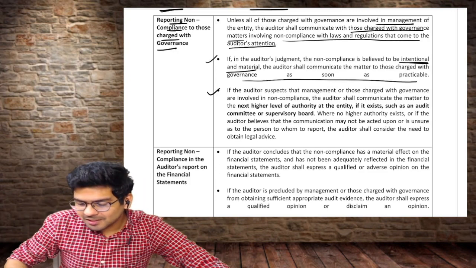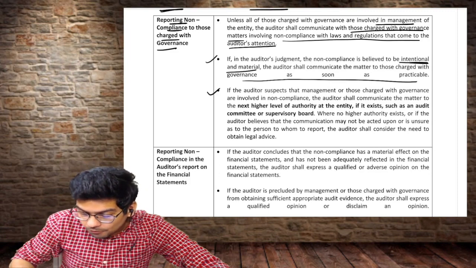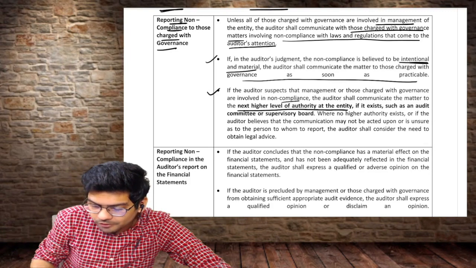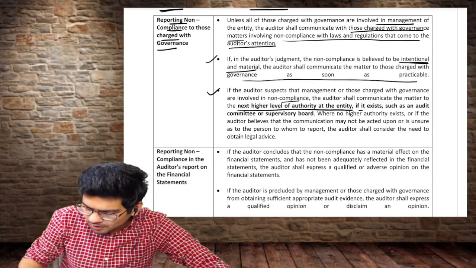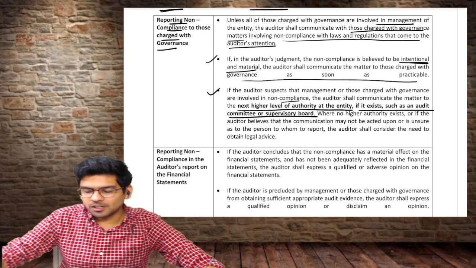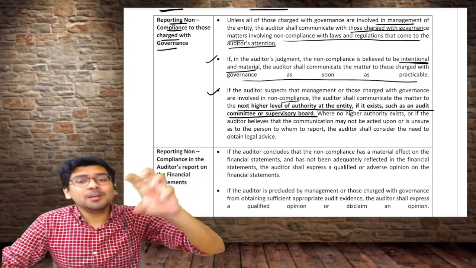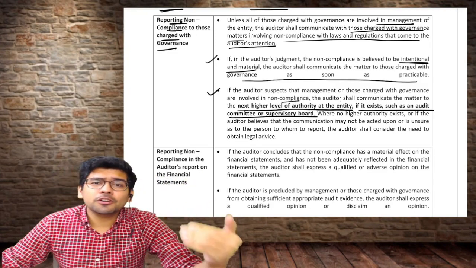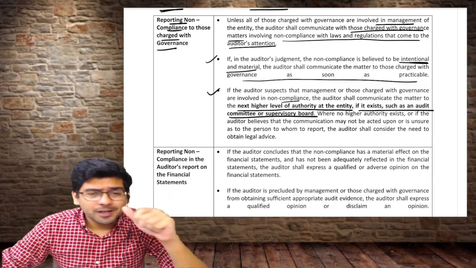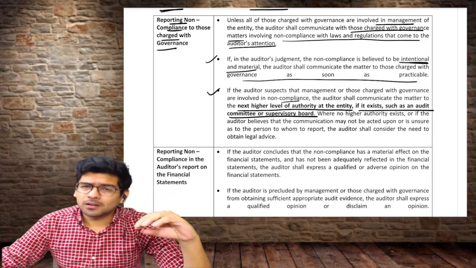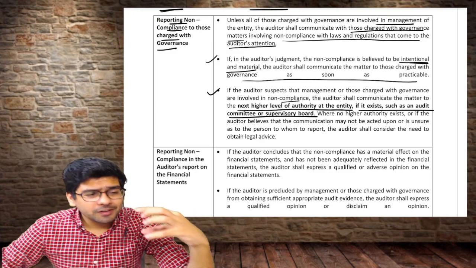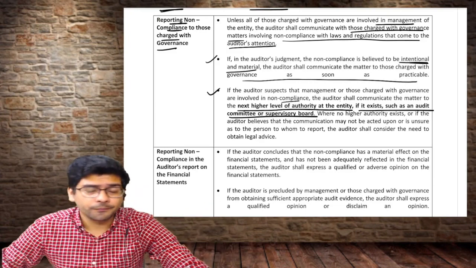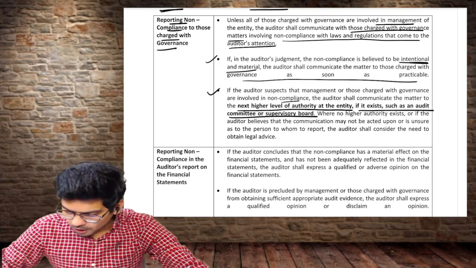If the auditor suspects that the management or TCWG are involved in non-compliance, the auditor shall communicate the matter to the next higher level of authority at the entity if it exists, such as an audit committee or a supervisory board. The audit committee is relatively independent. If you remember, I told you about its composition, that the majority of directors need to be independent directors. So if you have a feeling that TCWG is also involved, then you can report to the audit committee.